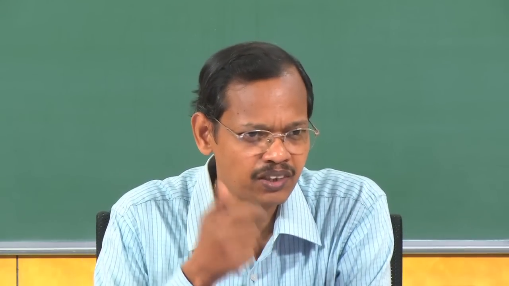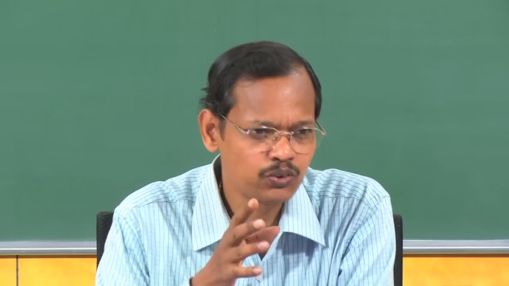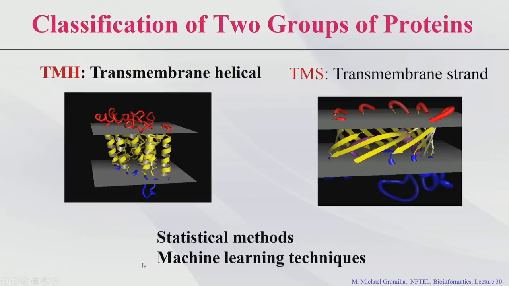Among all these classifications, today I will explain one application, mainly with statistical methods as well as machine learning techniques, to classify two groups of proteins. This will give you more details on the various aspects we have to consider for developing any algorithm on any application. Here I mention two different types of proteins: the transmembrane helical proteins and the transmembrane strand proteins. We already discussed transmembrane proteins in previous classes. What are the transmembrane proteins?